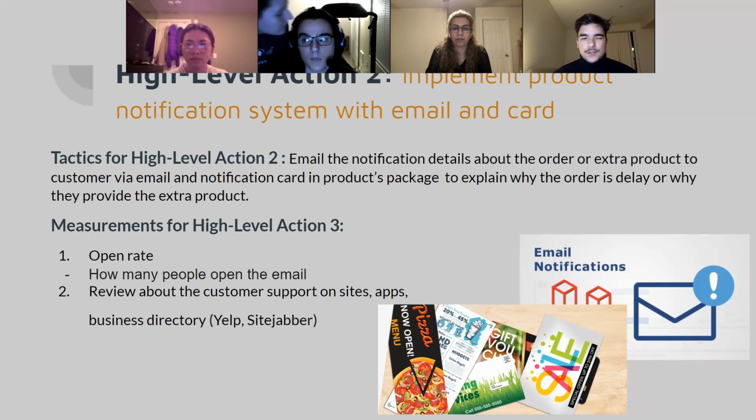So some of the key measurements would be the open rates for the emails, as well as click-through rates for those emails, and the reviews about the customer supports on sites, apps, and business directories such as Yelp and SiteJabber. So having this in mind, let's move into the high-level action number 3.